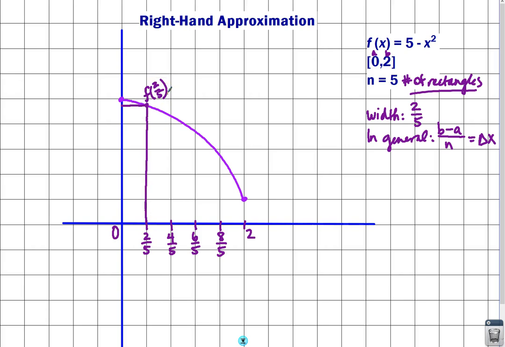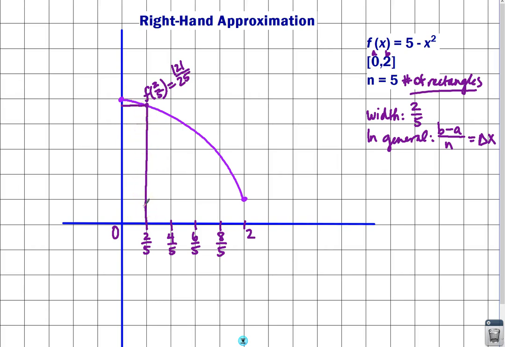Well, I don't know what the f of 2 fifths is. Oh, but I have a function. I can go ahead and plug that in. So 5 minus 2 fifths squared. Well, 2 fifths squared would be, let's see, 4 over 25. 5 minus 4 over 25 is going to be 121 over 25. Okay, that is the y coordinate. That is the height of this rectangle right here.